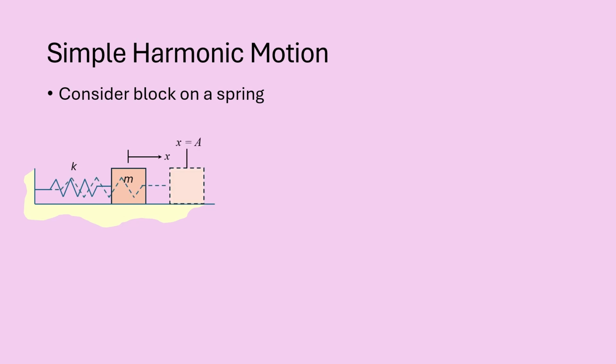Consider a block with mass m attached to a spring with stiffness k. You pull the block to the right in the positive x direction and let go. Drawing a free body diagram shows that if the block is displaced to the right, a force from the spring pulls the block to the left.